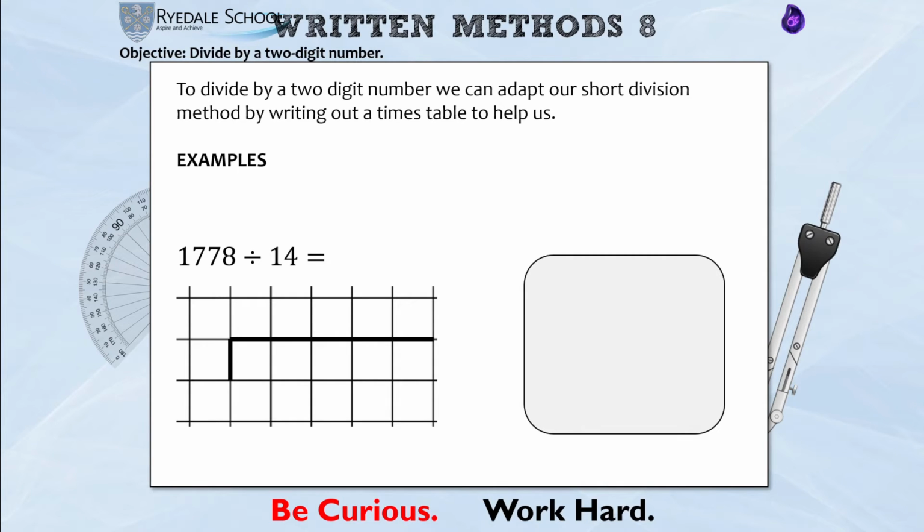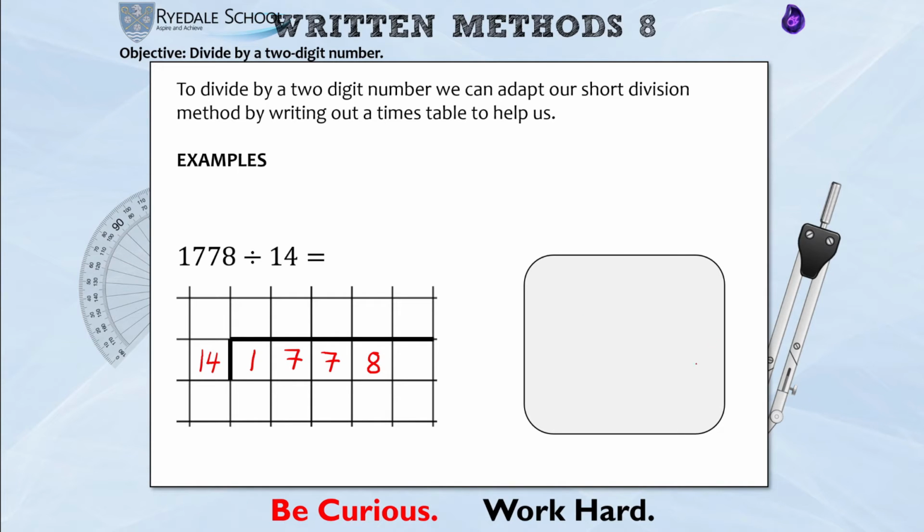So, we are going to look at doing 1778 divided by 14. We are going to set it out in a very similar way, but then we're going to use our 14 times table down the side of our page to help us out. So let's see how we set this one out. Just as before, I'm going to write 1778 divided by 14.